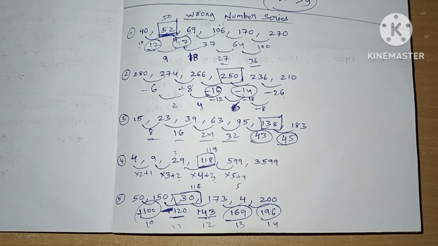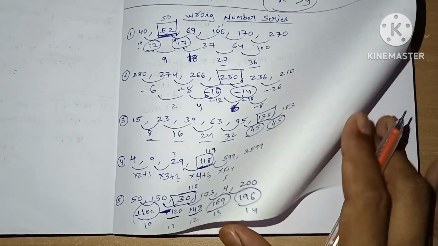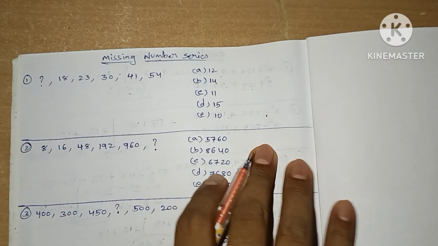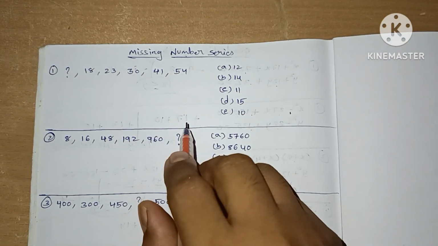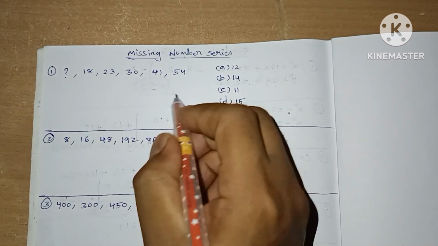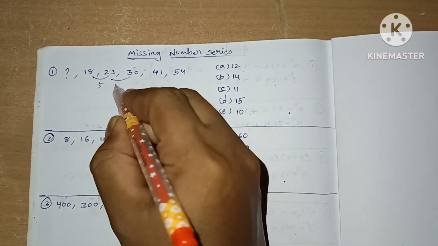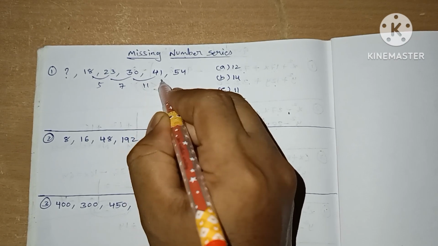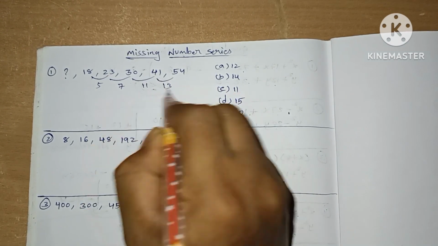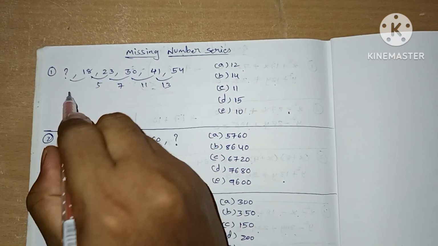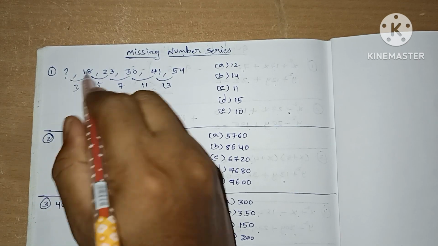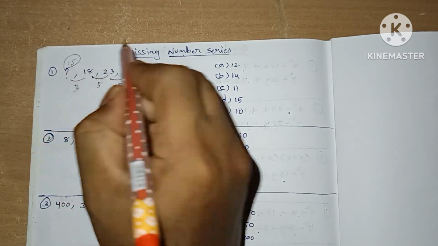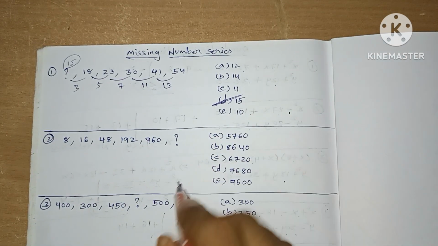Okay. Now we are going to see the missing number series. Missing number series, first question. Here the difference is 5, 7, and this is 11, 13. So prime numbers. So here the difference must be 3. So the value is 15. So the answer is option D, 15.